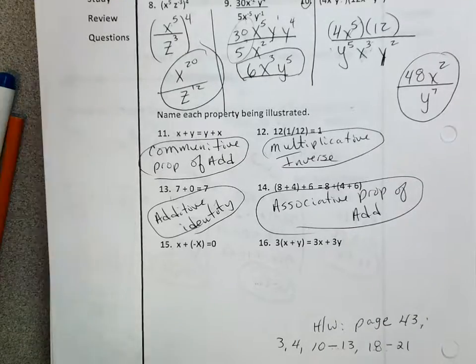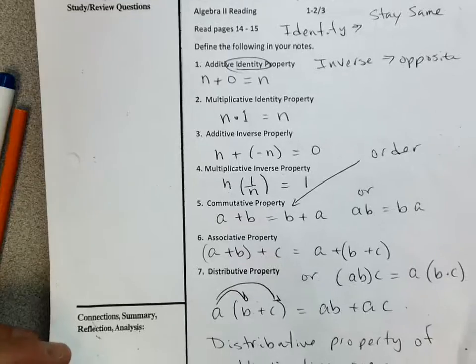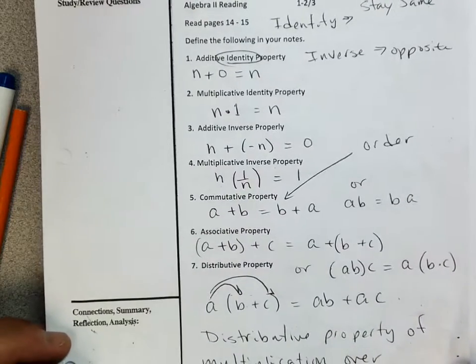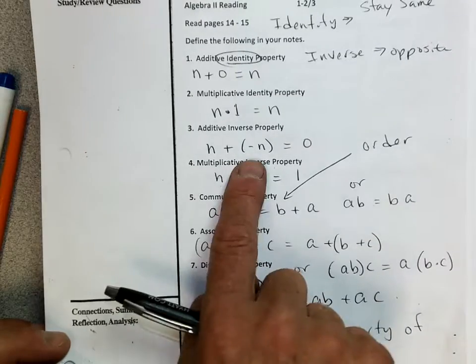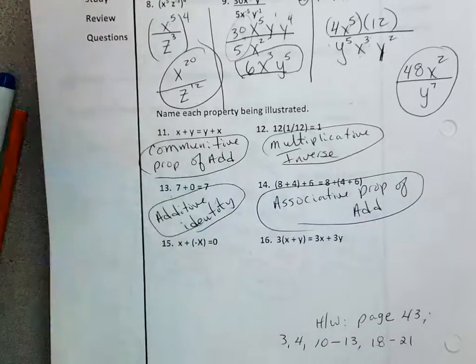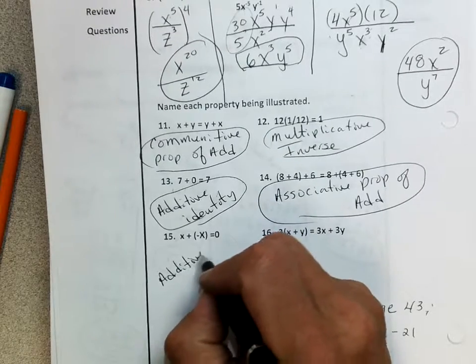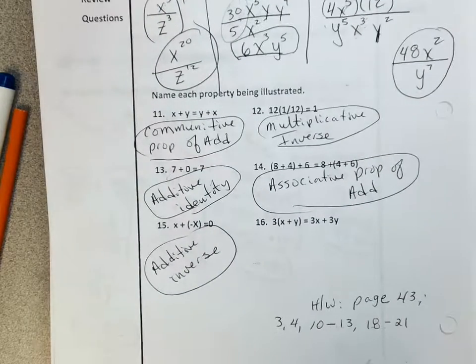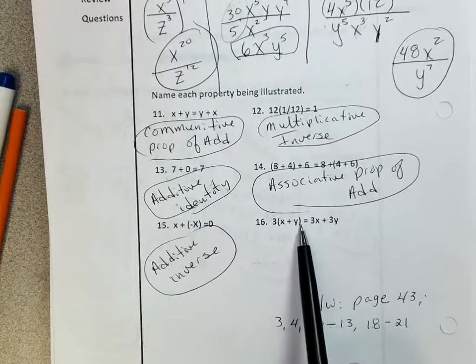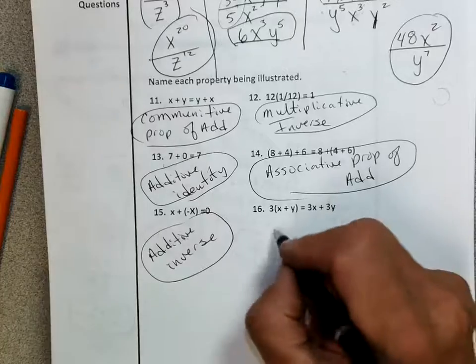Okay, x plus a negative x equals 0. Okay, well, which one's that got to be? X plus a negative x equals 0? Yeah, there you go, additive inverse. You guys see it's right there? Additive inverse. Okay, we're getting there. And finally, 3 times x plus y is 3x plus 3y. You guys already know that, I'm sure you do. What's it called? Yeah, it's just distributive property.